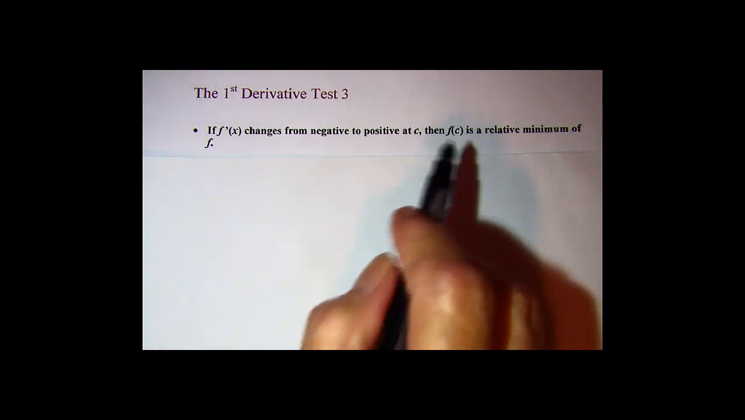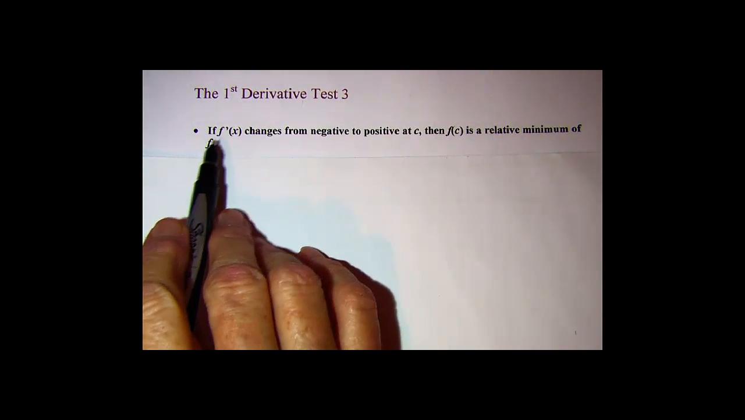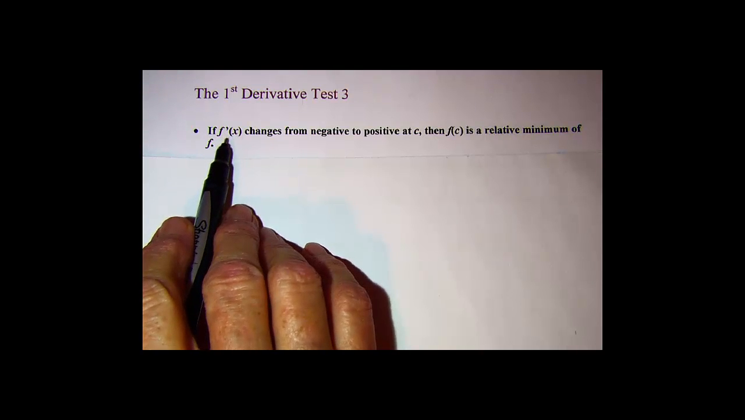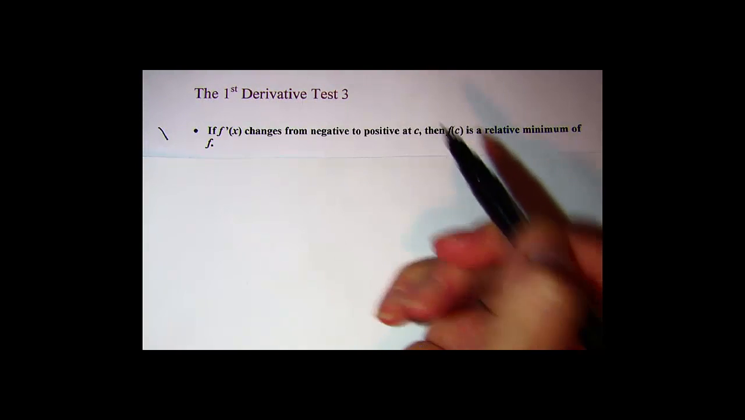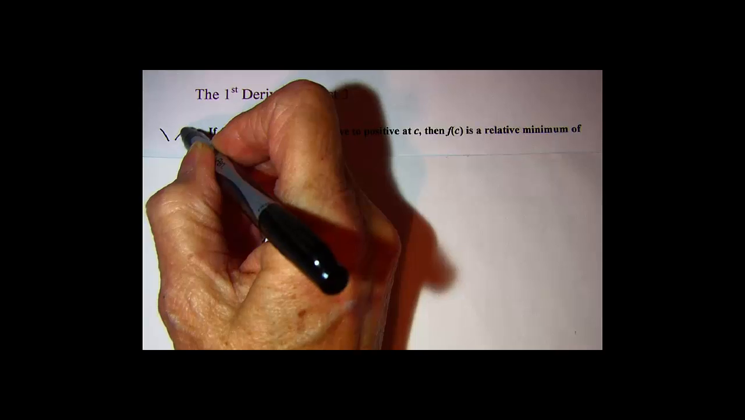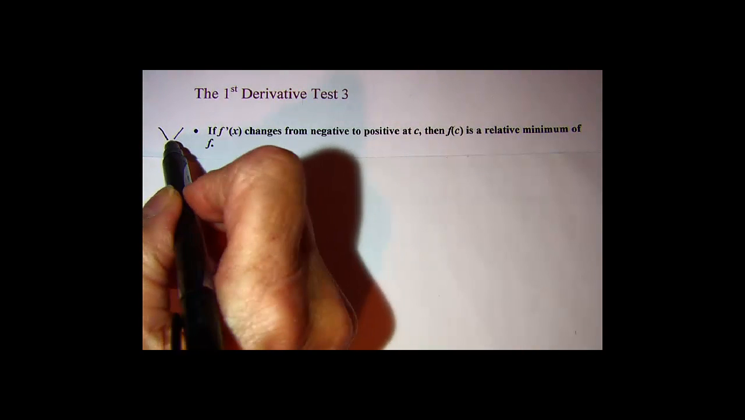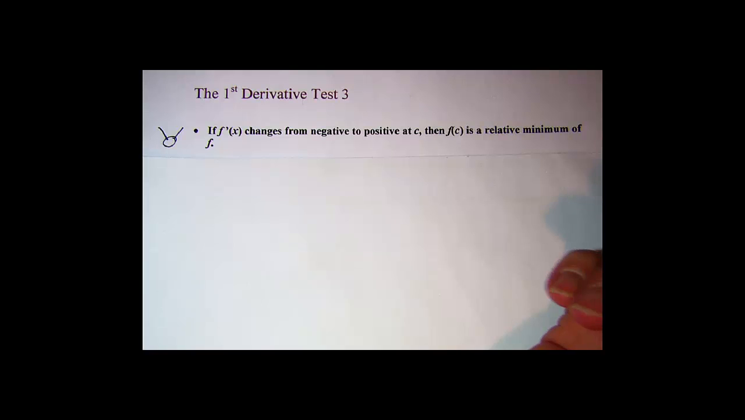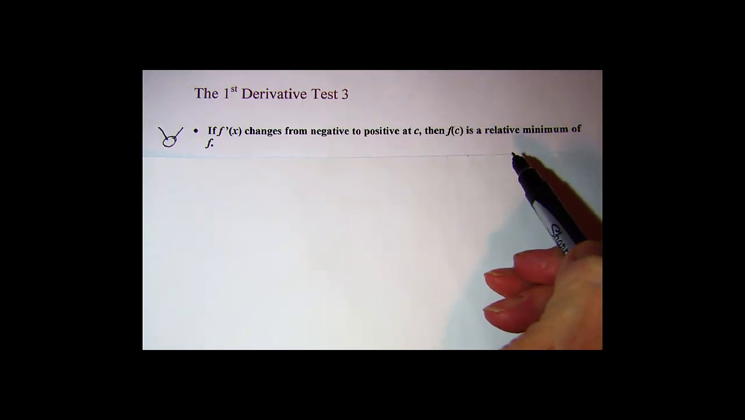In this video, we'll be using the derivative to find the relative extrema of a function. If the derivative changes from negative to positive at some value c, then f of c is a relative minimum. The derivative is the slope of the tangent line, so if we have a tangent line with a negative slope, and then that changes to a tangent line with a positive slope, then f of c is going to be a relative minimum.